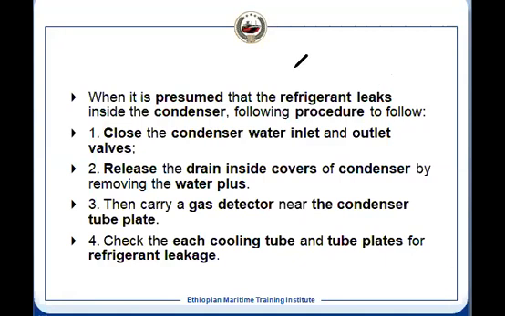If there is a leakage on this surface, suppose it is coming out from here. This was supposed to be streamline flow, but once it is coming out because of this leakage, there will be a turbulence, and this turbulence makes a noise, and the sensor will detect that.